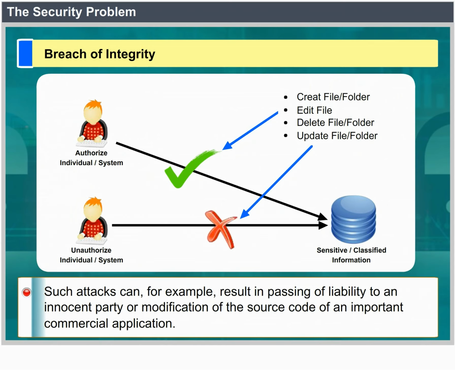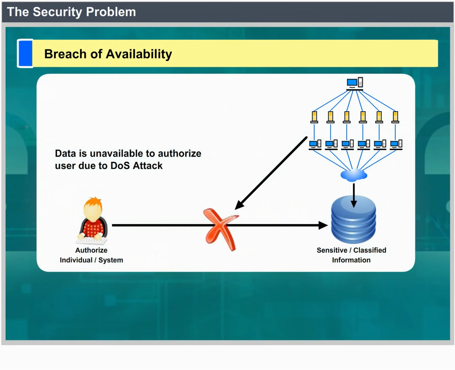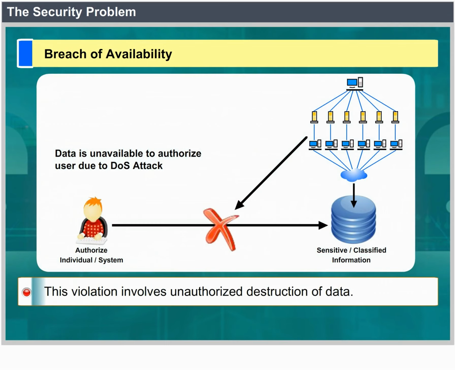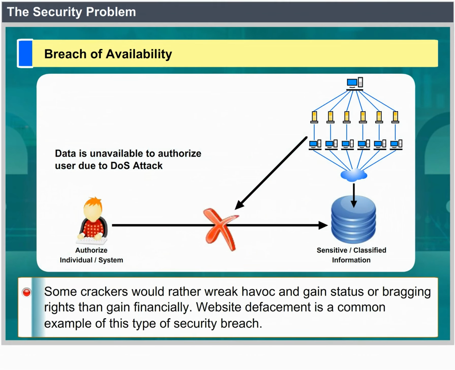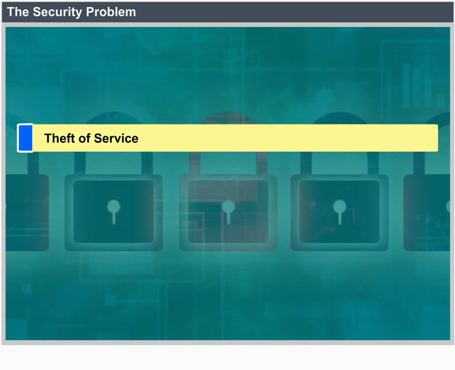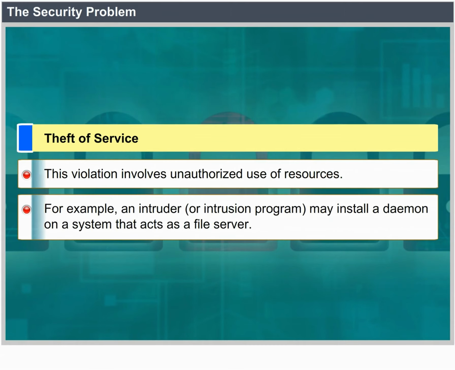Breach of availability. This violation involves unauthorized destruction of data. Some crackers would rather wreak havoc and gain status or bragging rights than gain financially. Website defacement is a common example of this type of security breach. Theft of service. This violation involves unauthorized use of resources. For example, an intruder or intrusion program may install a daemon on a system that acts as a file server.